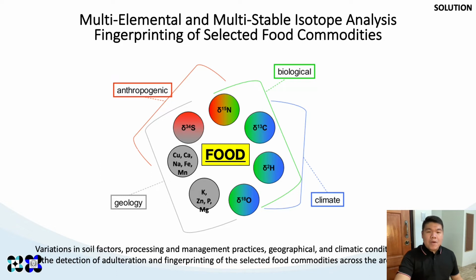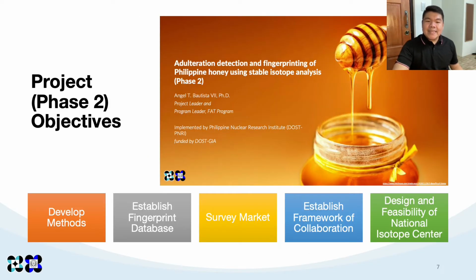Now, in the phase 2 of our project, we plan to expand our analysis, not just focusing on carbon, but now also looking at the stable isotopes of sulfur, nitrogen, hydrogen, and oxygen, as well as the multi-elemental components in honey, not just to be able to tell if it is adulterated or not, but also to establish their fingerprints. More specifically, the objectives and target outputs of phase 2 of this project can be divided into these 5 major activities.